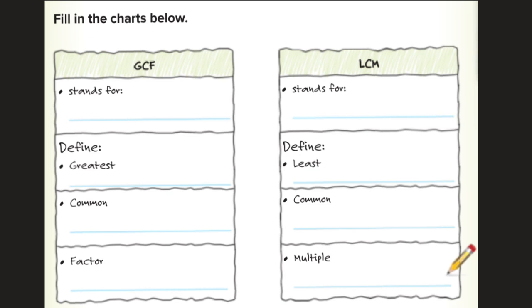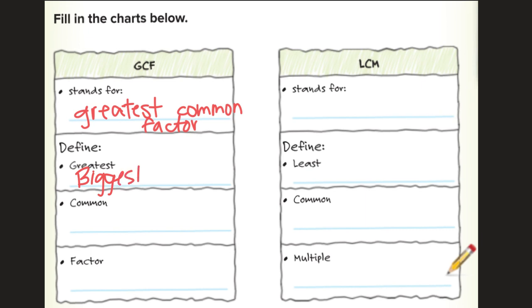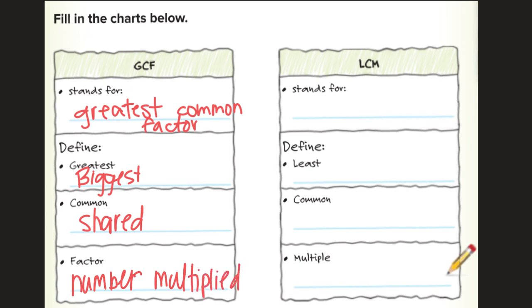So GCF stands for greatest common factor. What does greatest mean? Well, it's kind of the biggest. Common, I like to use the word shared. What do they share? And a factor is a number multiplied by another number. I don't know, we'll just go with that. A number multiplied by another number.